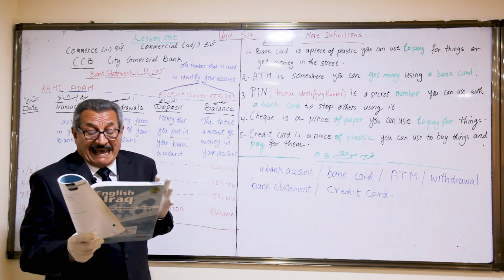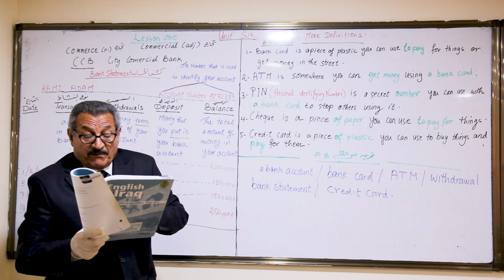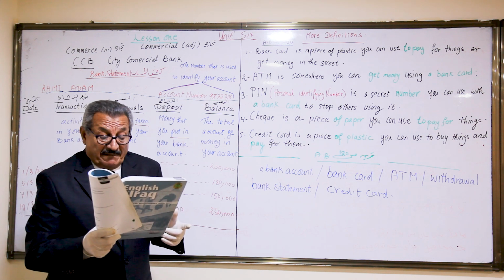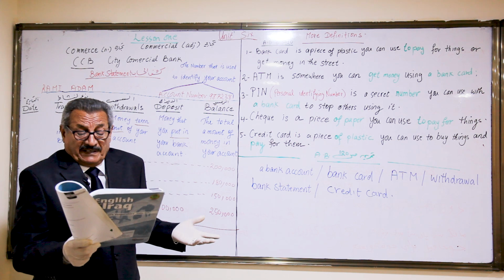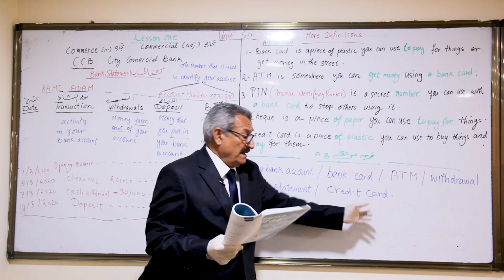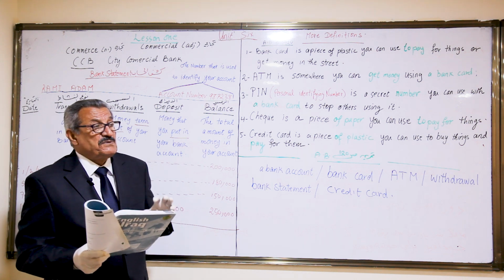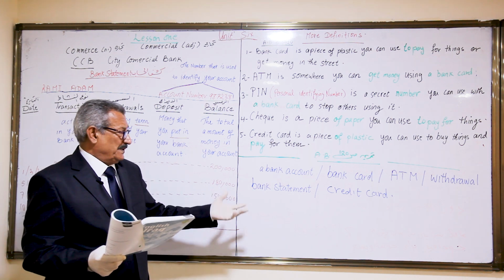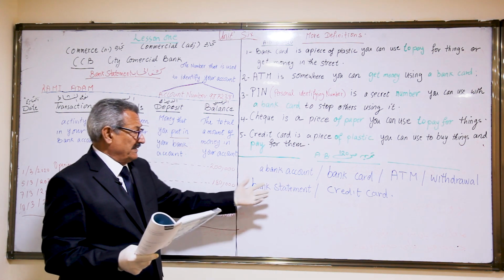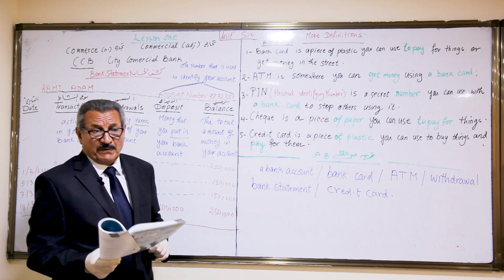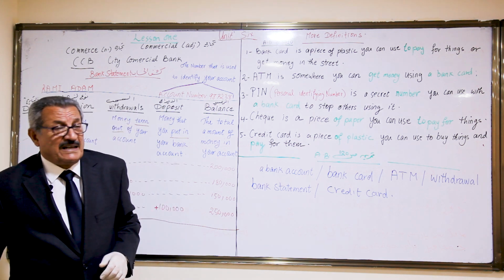I don't know yet. So I pay for everything by cash, نقدا, or by check أو عن طريق الشيك. So I don't have a credit card. This exercise is used to practice these words: bank account, bank card, ATM, withdrawal, bank statement, and a credit card. By this exercise, we finish lesson 1.